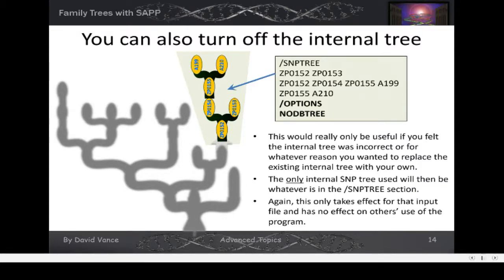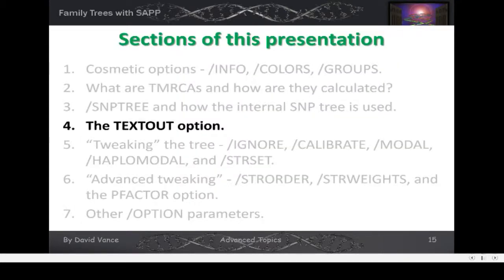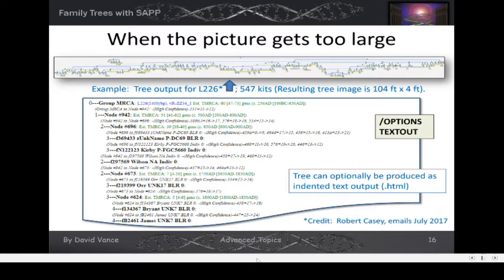Now we'll switch gears again and talk about a completely different option. This is called the text out option. If you look on this slide, you've got a very large tree here at the top. It's not really intended to be visible. If you look, here are the kits and the nodes, but even if you zoomed in on this, the picture would be way too large to effectively analyze.